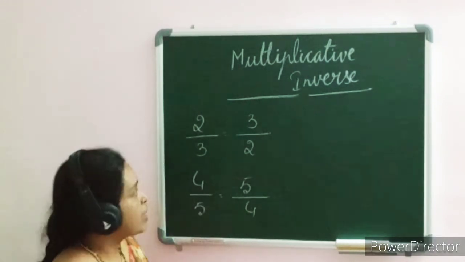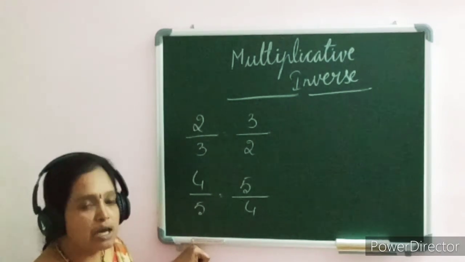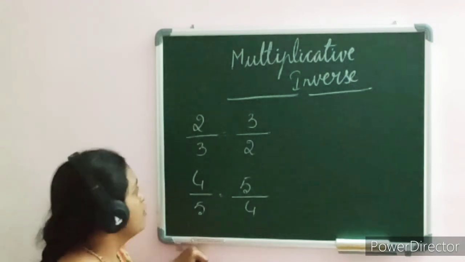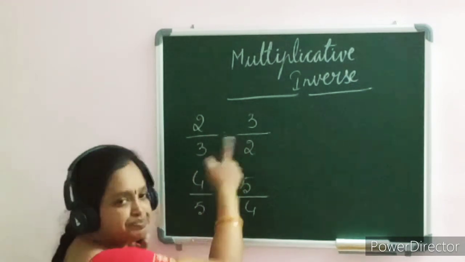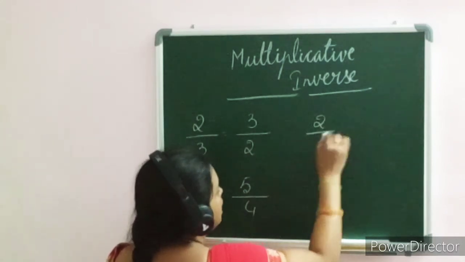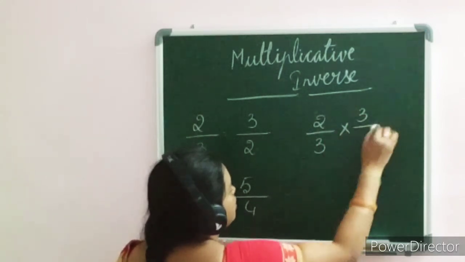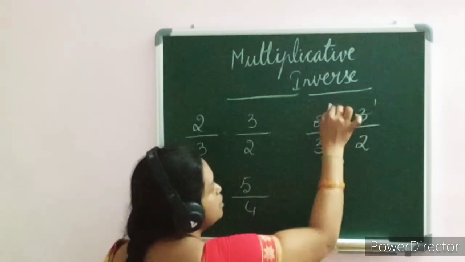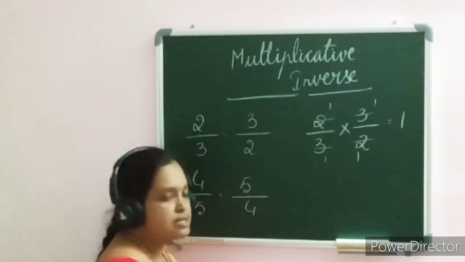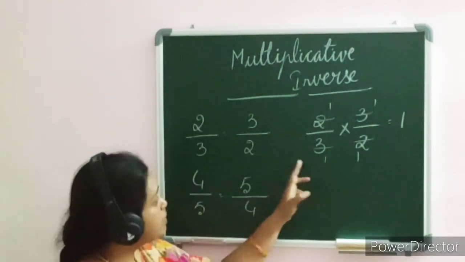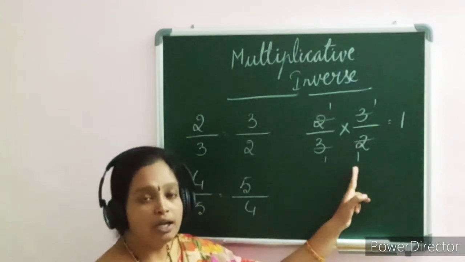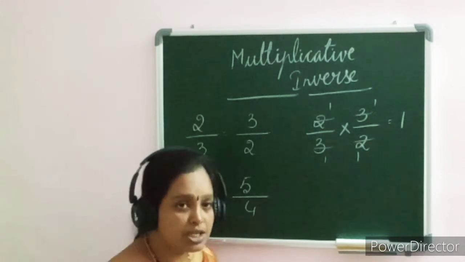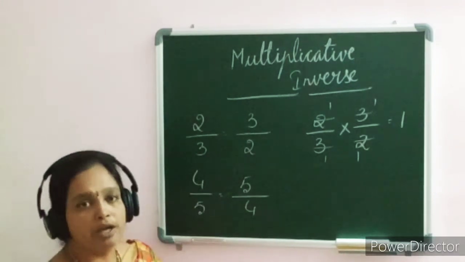When can we say two numbers are multiplicative inverses of each other? When their product is 1. For example, when you multiply 2 by 3 and its multiplicative inverse 3 by 2 with each other, 3 you can cancel, 2 you can cancel, so overall your answer will become 1. So now you can say these two fractions are multiplicative inverses of each other. When their product is 1, we can call them multiplicative inverses of each other.